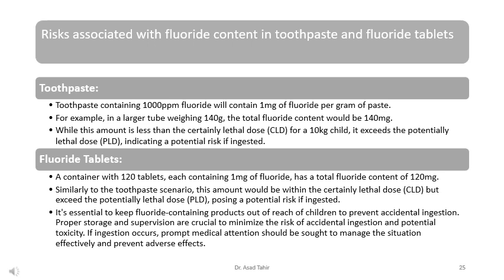Risks associated with fluoride content in toothpaste and fluoride tablets. Toothpaste. Toothpaste containing 1000 ppm fluoride will contain 1 mg of fluoride per gram of paste. For example, in a larger tube weighing 140 g, the total fluoride content would be 140 mg. While this amount is less than the certainly lethal dose, CLD, for a 10 kg child, it exceeds the potentially lethal dose, PLD, indicating a potential risk if ingested.